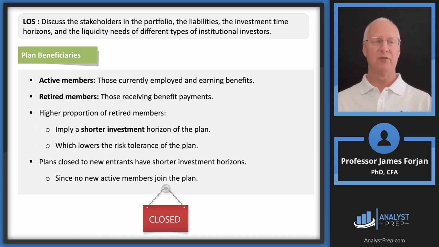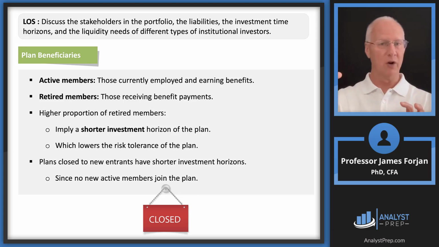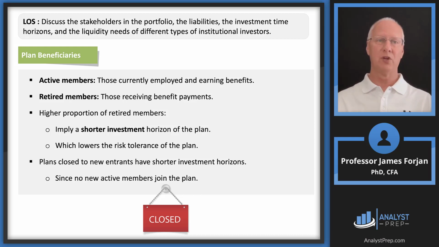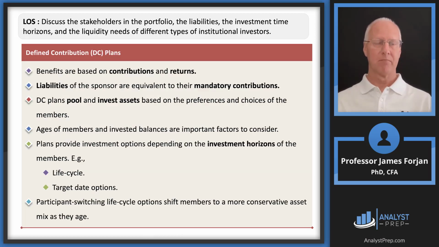All right, plan beneficiaries. So we've said this, right? Active members and the retired members. So here's a good block point. The higher the proportion of retired members, the shorter the investment horizon. So there's that link between long-term, what I said, most of these have long-term investment horizons, but you've got to be careful with some of the institutions like the pension. Remember that we've got tons and tons of retired workers out there, and we have a shorter investment horizon, and then probably lower risk tolerance there.